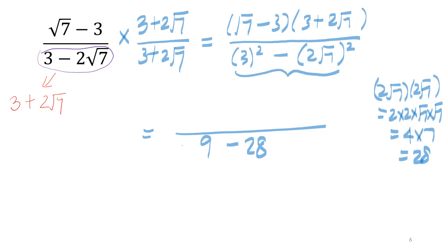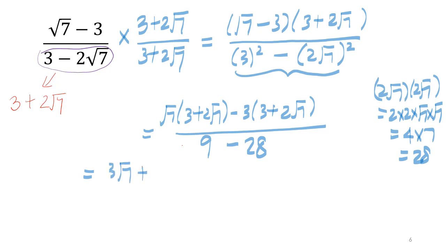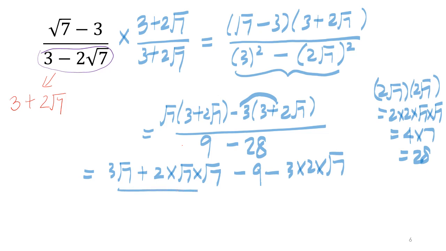You should get 9 minus 28. You will get negative 19. If you punch in the numbers correctly on your calculator, you will get negative 19 for the denominator. So for the numerator, what should we do? We will use the distributive law. Right, so we will have 3 square root 7, then plus 2 times square root 7 times another square root 7, minus 3 times 3, that gives us 9. And positive times negative is a negative, so there will be 3 times 2, then times square root 7, over negative 19.